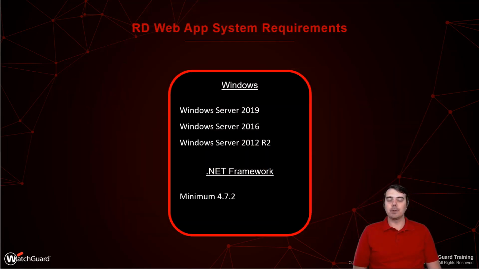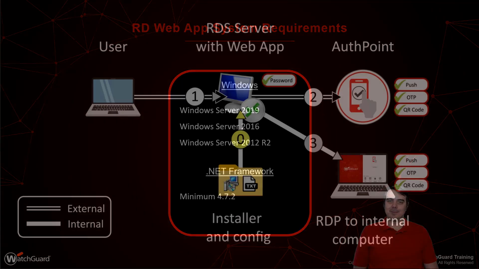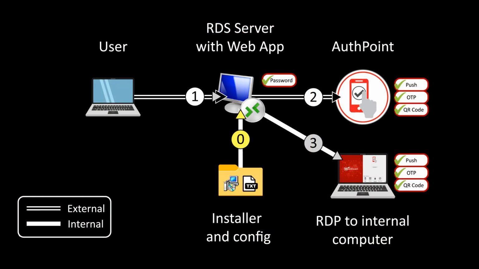There are some system requirements to keep in mind when installing the AuthPoint RD Web app into the RD Web server. The server must run Windows Server 2012 R2 or higher and must have .NET Framework 4.7.2 or higher installed. Here is a diagram that shows the RDS authentication flow with AuthPoint MFA.